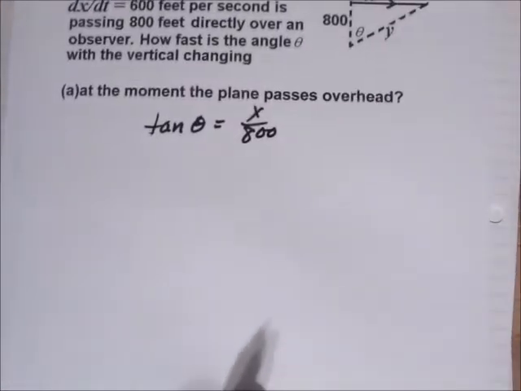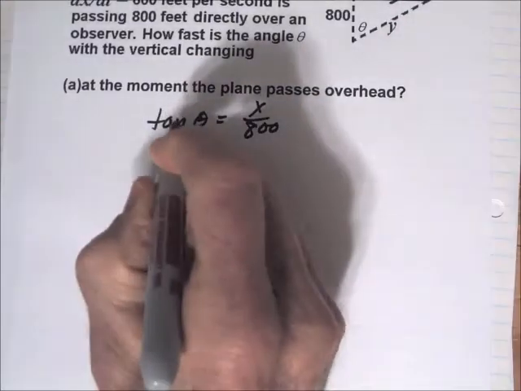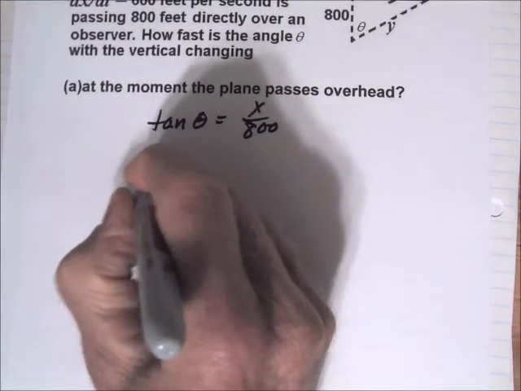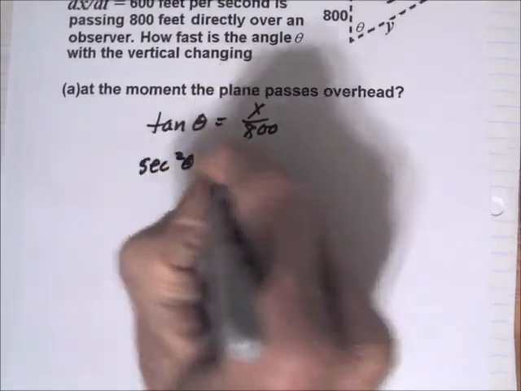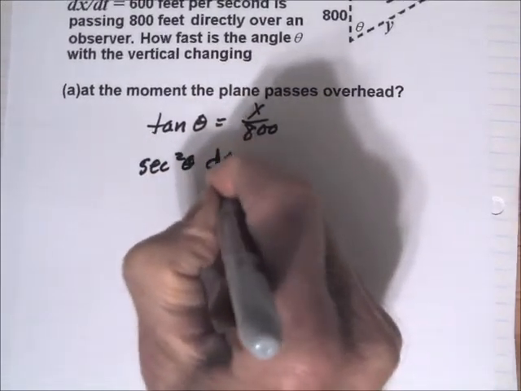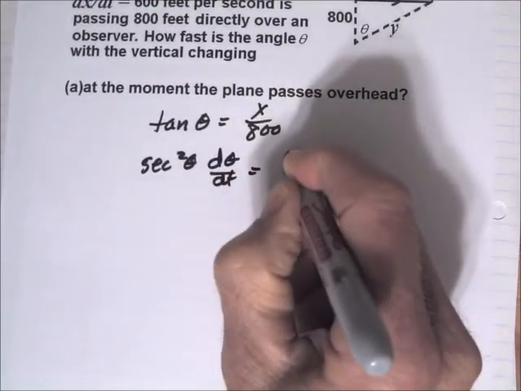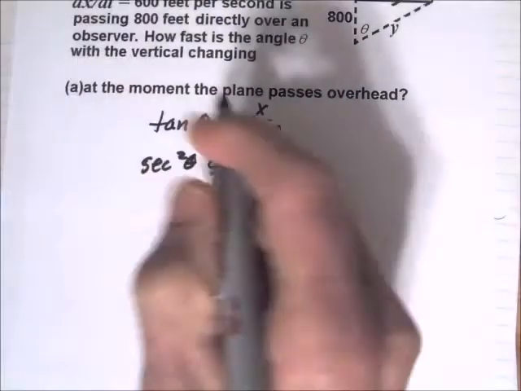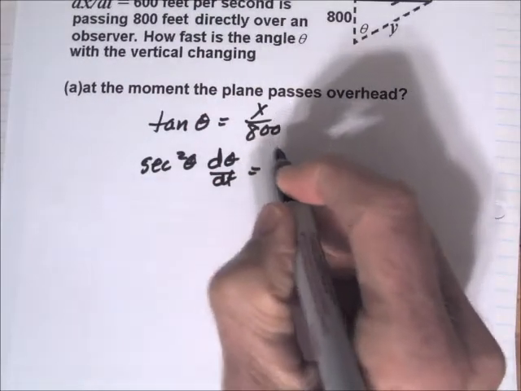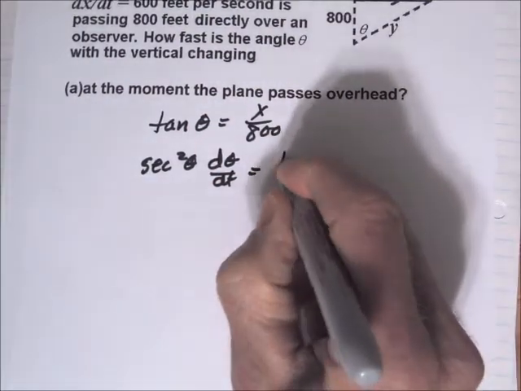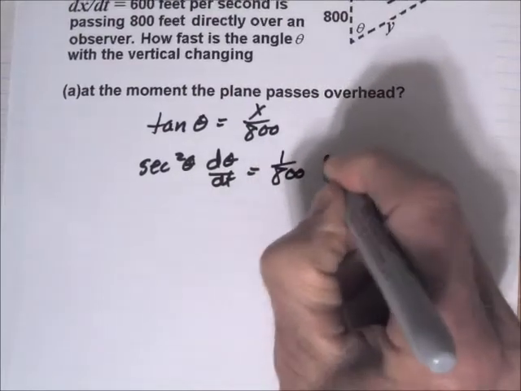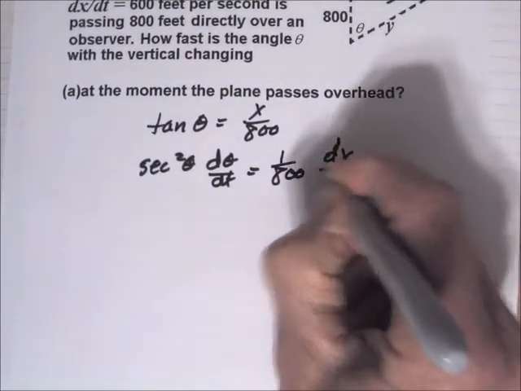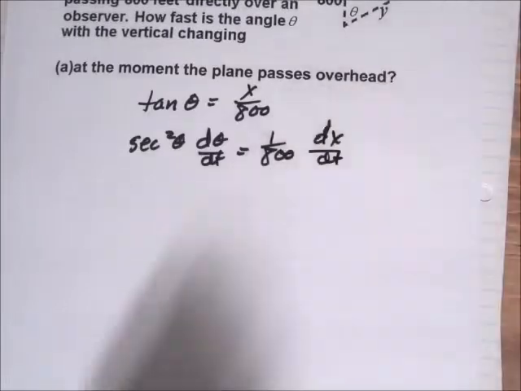And then take the derivative with respect to time. Derivative of tangent is secant squared. So secant squared theta d theta dt is equal to the derivative of x, which is just 1. So this could be 1 over 800 dx dt.